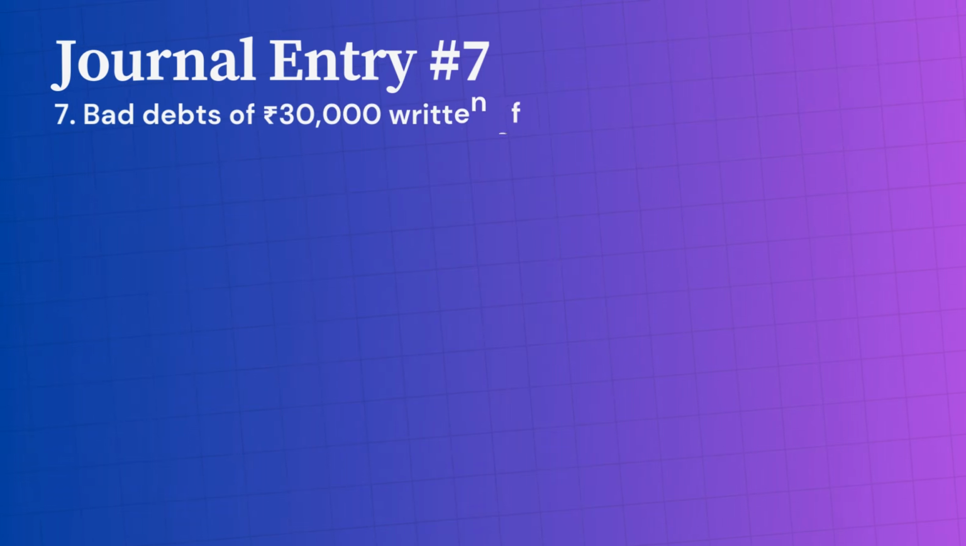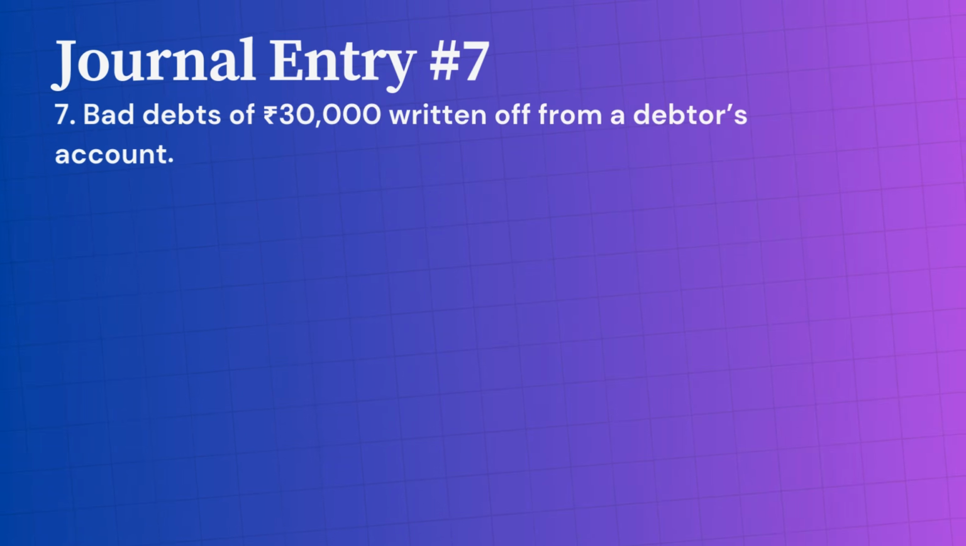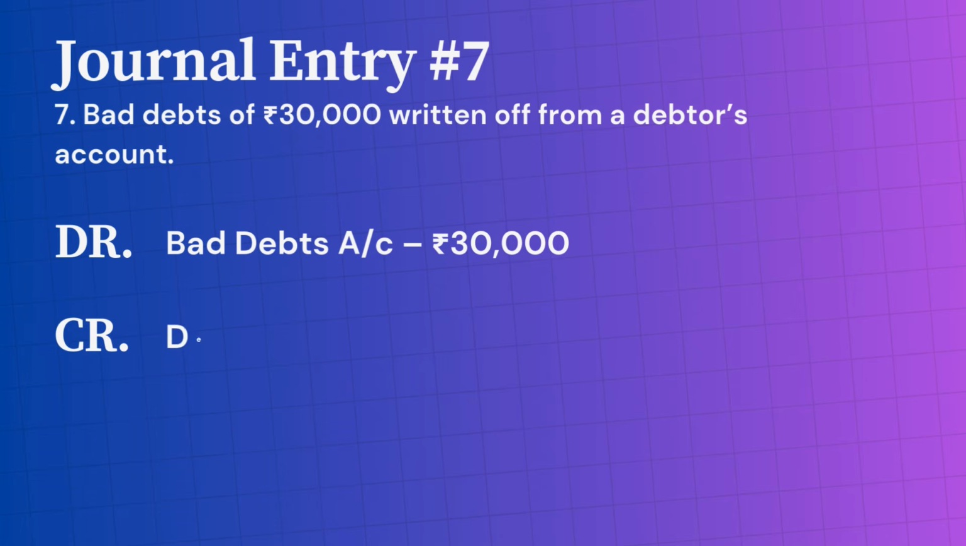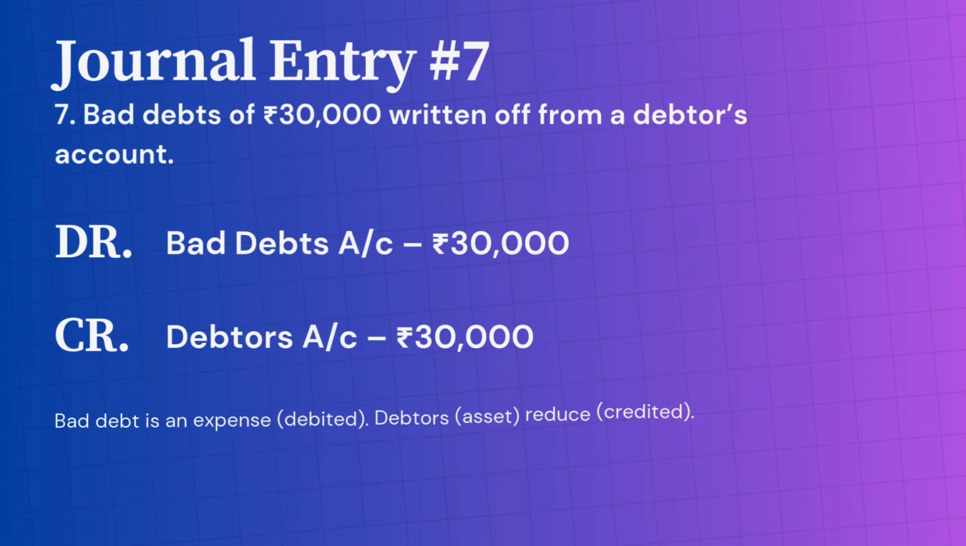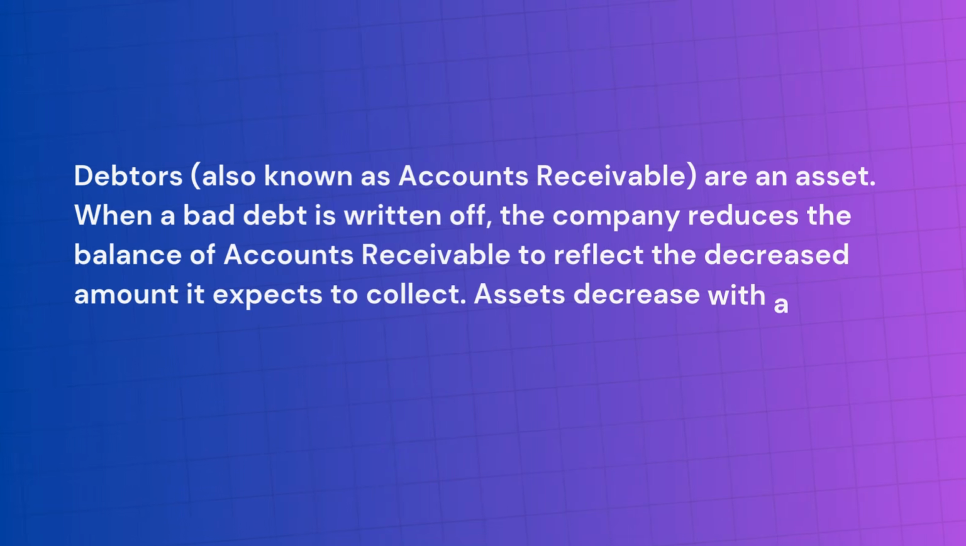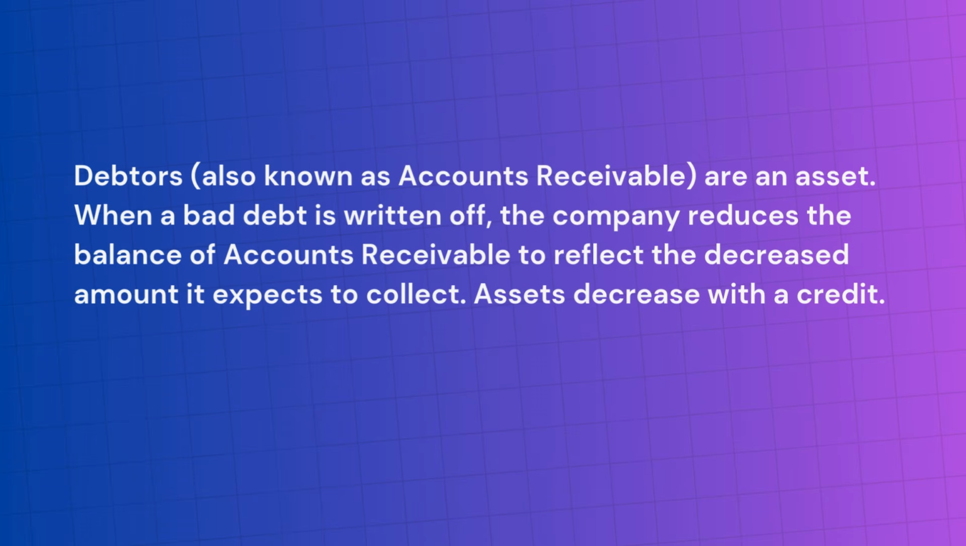Our journal entry number 7 is bad debts of 30,000 rupees written off from a debtor's account. So to record this, we need to debit bad debts account 30,000 rupees, and the other side of this journal entry would be a credit in debtor's account 30,000 rupees. Why? Bad debt is an expense. It represents the amount of money the company no longer expects to collect from a customer. Expenses are recorded with a debit as per the golden rules of accounting. Debtors, also known as accounts receivable, are an asset. When a bad debt is written off, the company reduces the balance of accounts receivable to reflect the decreased amount it expects to collect. Assets decrease with a credit.